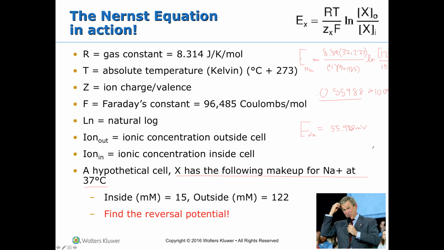Now this is a cell that is only permeable to sodium. So at 37 degrees Celsius, with an inside concentration of 15 and an outside concentration of 122 millimolar, the reversal potential, or the point at which there is going to be a cessation of movement, is 55.988 millivolts. So not too bad, right? Just remember that you need to multiply that value by 1,000.